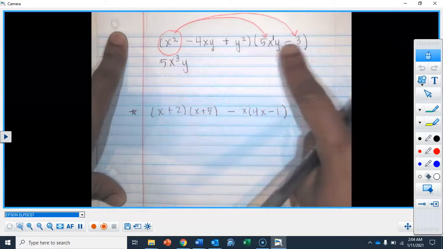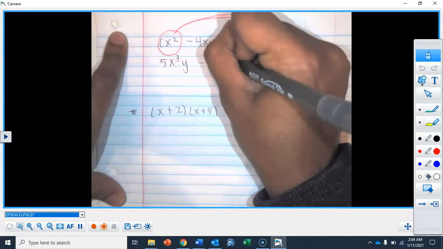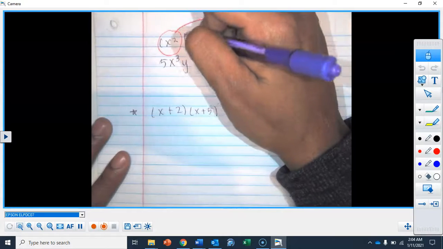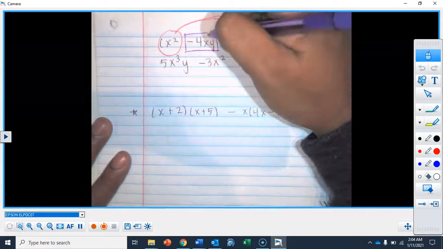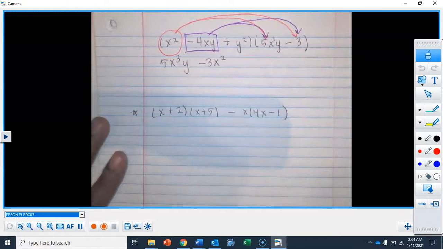Now we have x squared times, again, negative 3. Include the sign. That's negative 3x squared. Now it's the negative 4xy's term. So I'm going to use a box. And now he's going to multiply by each term and distribute over there.